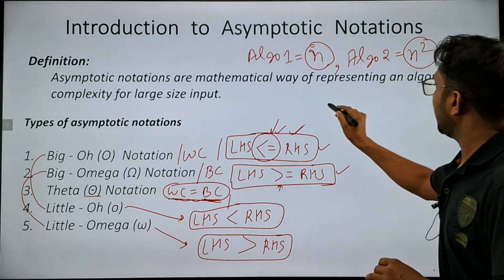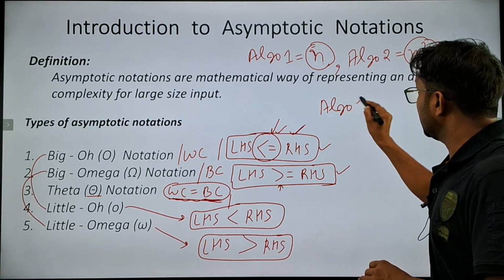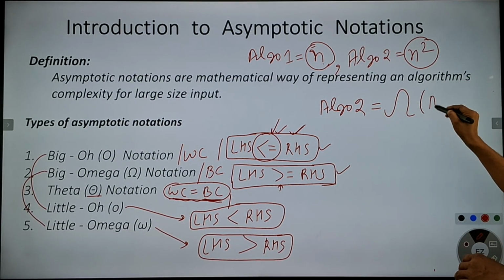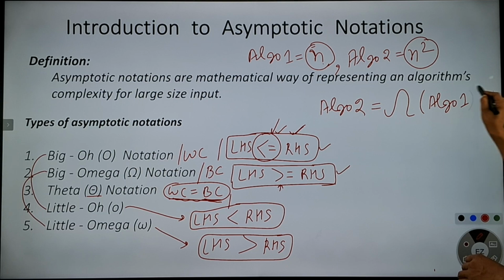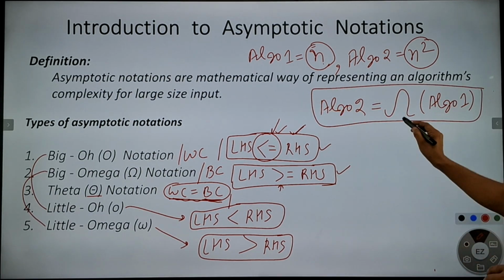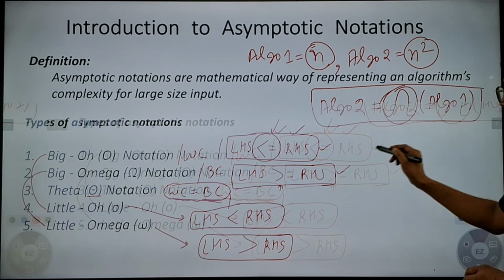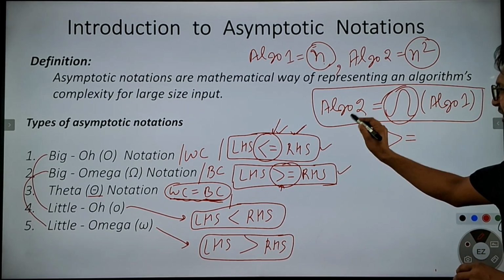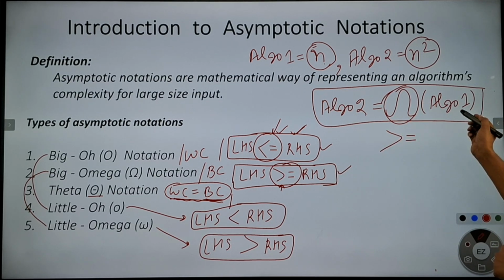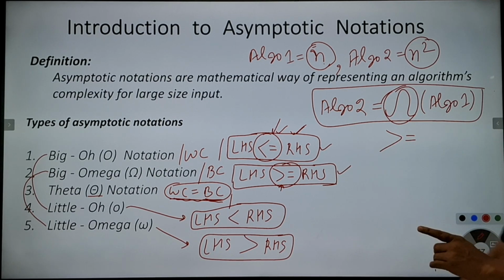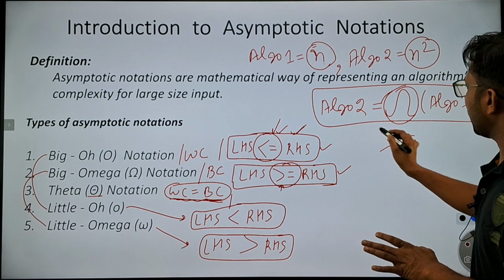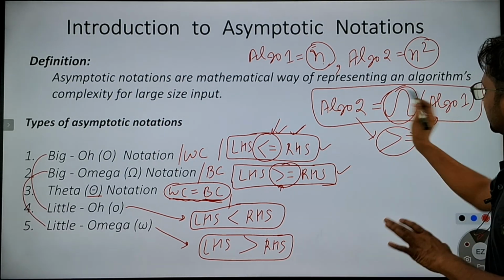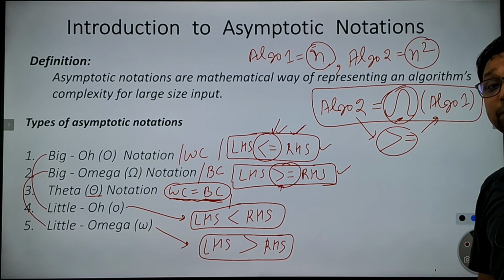Can I say that algorithm 2 is equal to big omega of algorithm 1? Yes, this statement is right, because I can replace this big omega by this relation, so I can write greater than or equal. So the left hand side will be either greater than or equal to the right hand side in the case of big omega notation. If this type of relation is there between two algorithms, we can represent it by using the big omega notation.